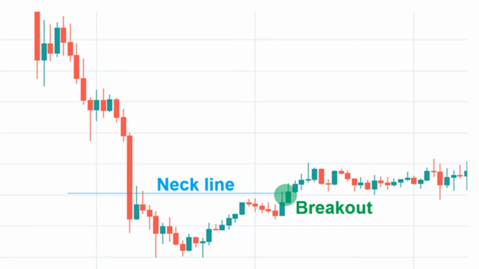As always, you can draw a neckline for this chart pattern. A good entry point is entering when the price breaks the neckline. To draw the neckline, you draw a horizontal line across the top of the bearish and bullish sides of the rounding bottom pattern. Here is a real world example. This helps you identify when the breakout has occurred.